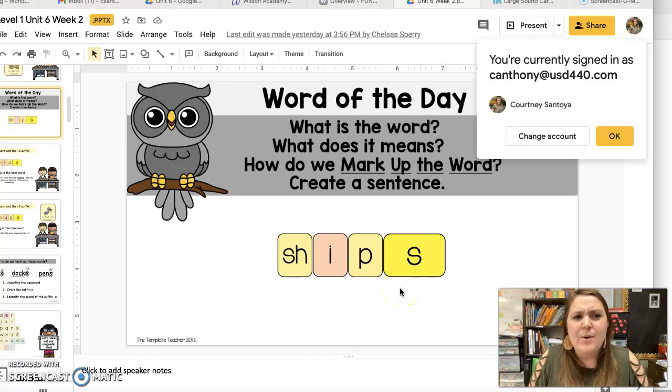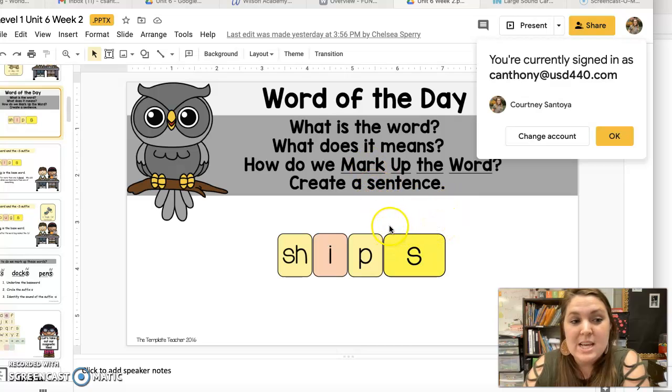Awesome. All right, now how do we mark the word ships up? Do you remember? We would circle our S and we would scoop or underline our base word ship. Ship is the base word. S is the suffix. And for ships, what says in ships? It says the S sound, right? So we would put a line, S, line.